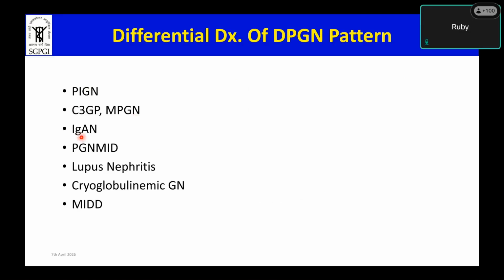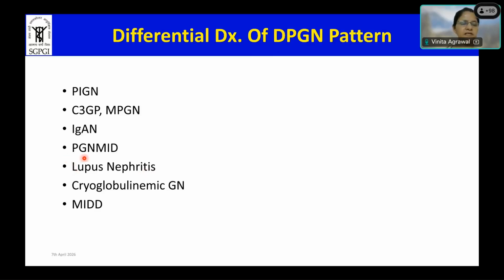Then MPGN, membranoproliferative glomerulonephritis. Right, but in MPGN, what else will you find? MPGN will also show you dense deposits. No, it will show you tram-track appearance with double contours. So if you have a diffuse proliferative pattern with double contours, it becomes MPGN pattern. Then IgA nephropathy can also show you endocapillary hypercellularity, which can again be diffuse sometimes.